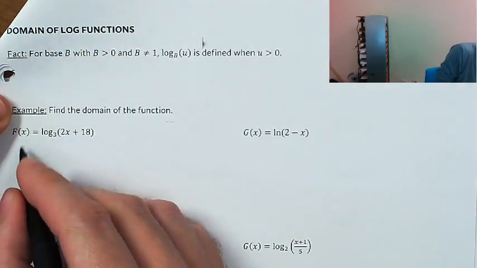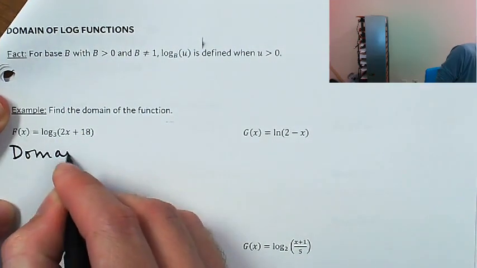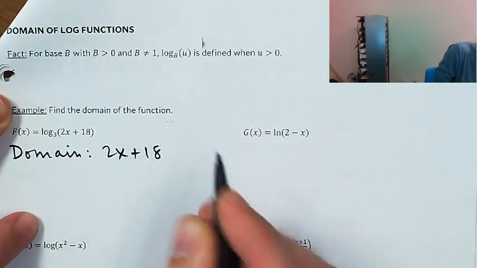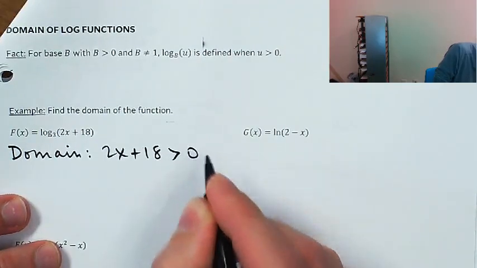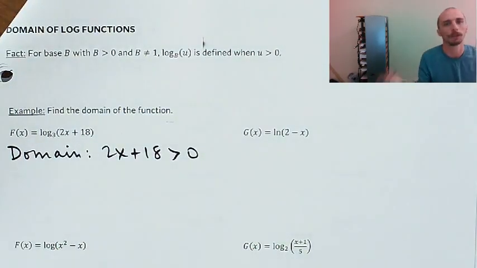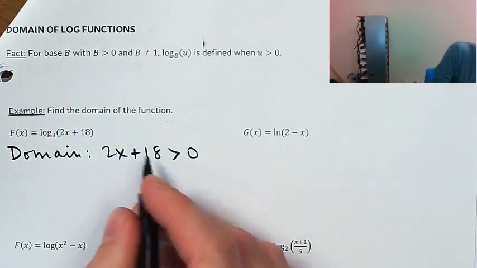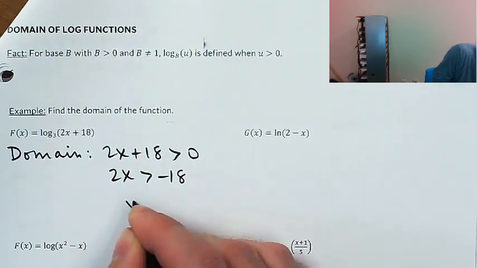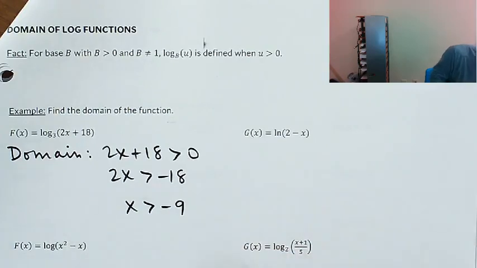So for this one, the domain is going to be, I grab 2x plus 18, and that's going to be positive. Got to be greater than 0, right? Because I can't take the log of 0 and I can't take the log of a negative number. And then I'm going to solve. 2x greater than negative 18, x is greater than negative 9.